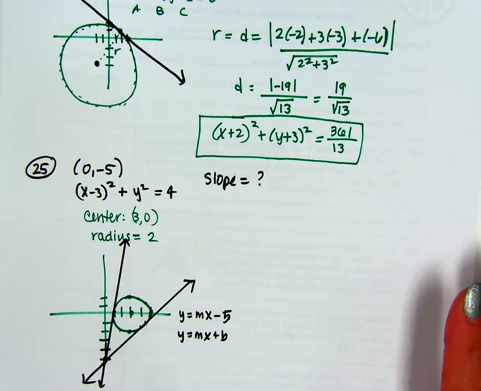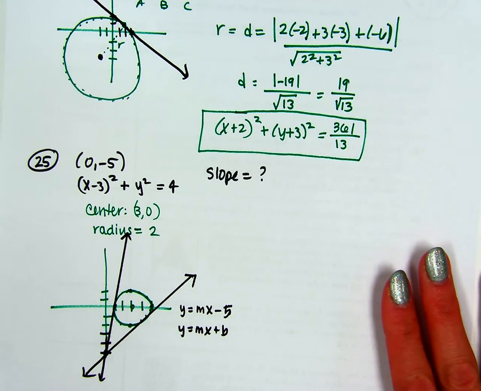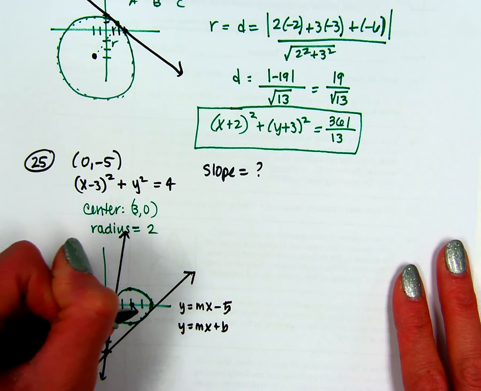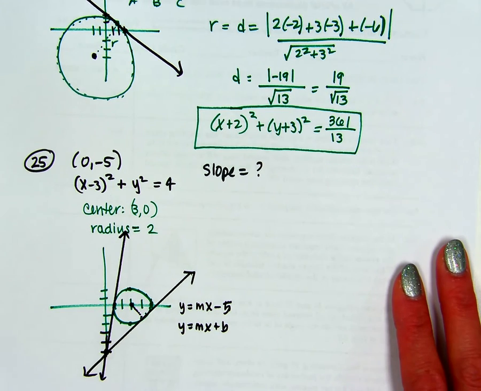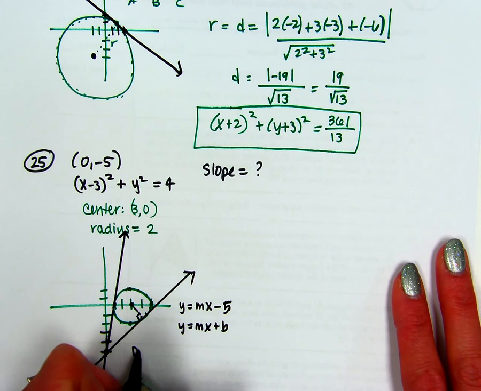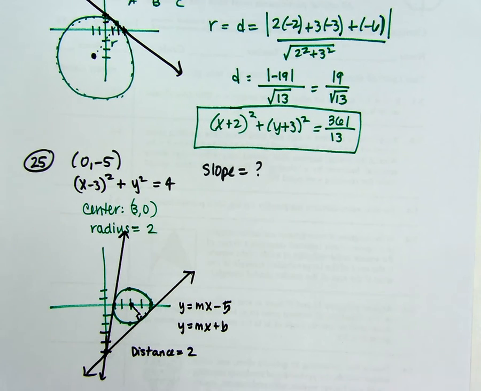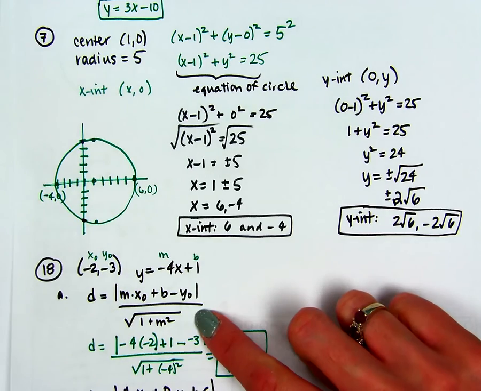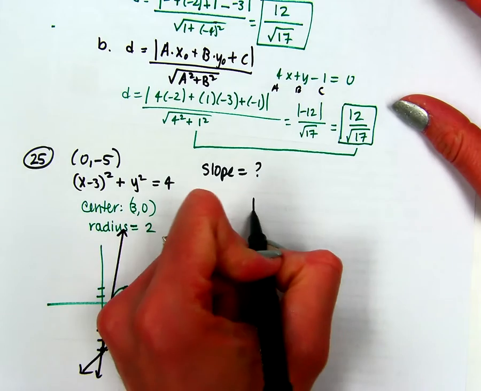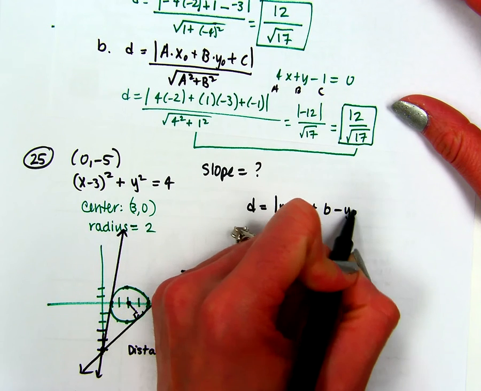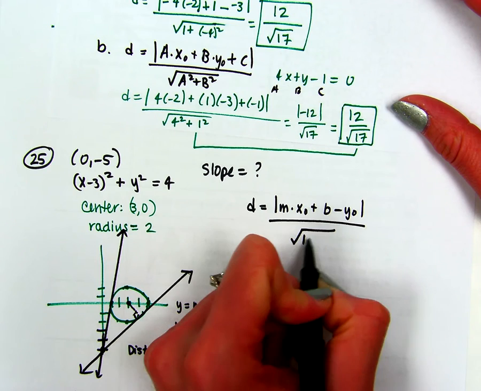What else do I know? I know that the distance from the center to this line is my radius. So if my radius is 2, then I know that the distance is also equal to 2. All right, so there's some information there. So that's leaning towards this equation. Okay, so let's just write down the equation and fill in as much of it as possible and see what we have to find.